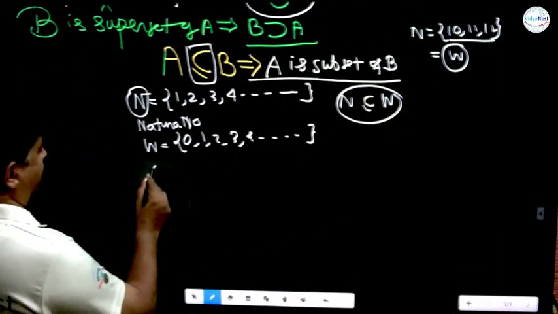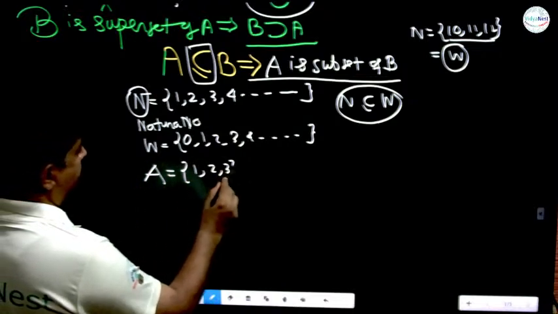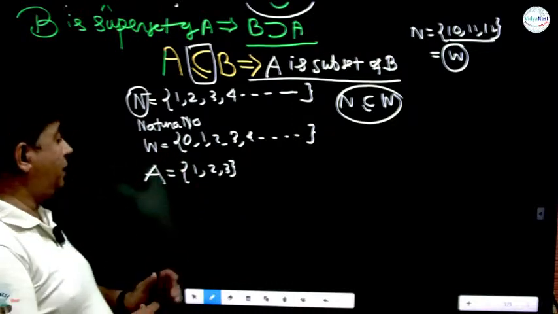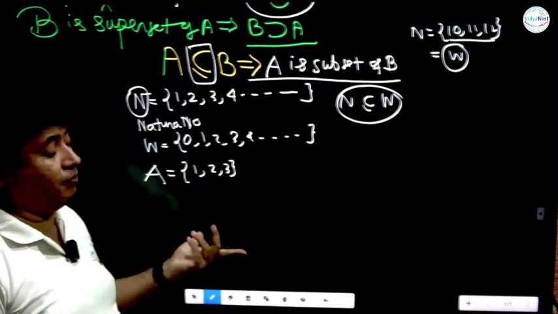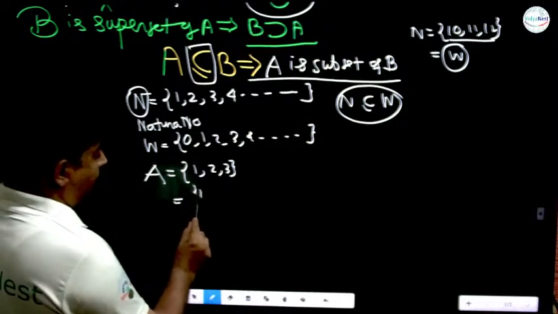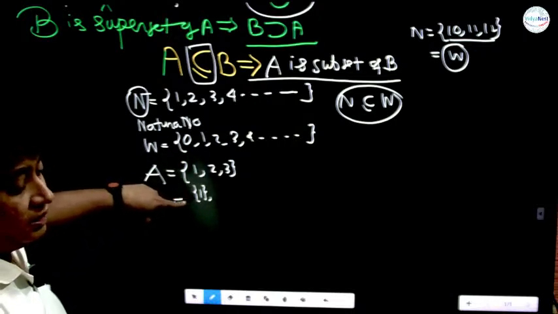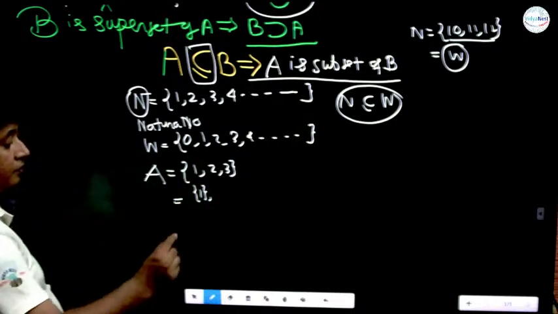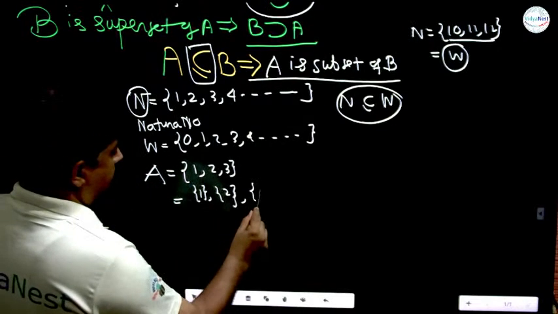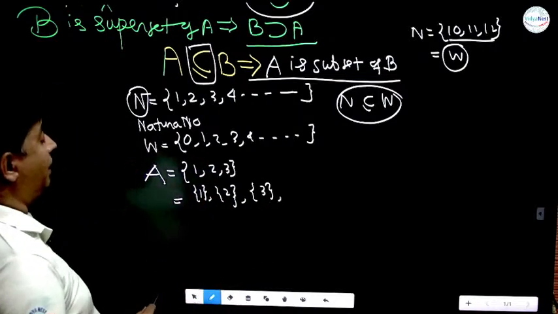Now, suppose A is a set 1, 2, 3. Then how many subsets of A can we frame? See, I can frame a subset of A using a single element, like this. Now, if I wish, I can take it in pairs.